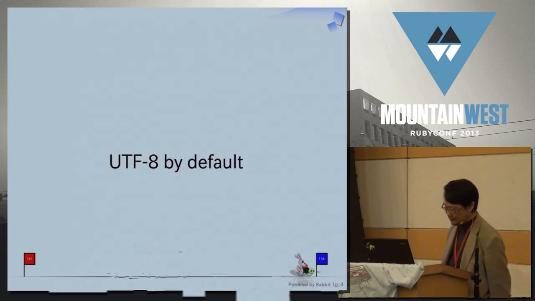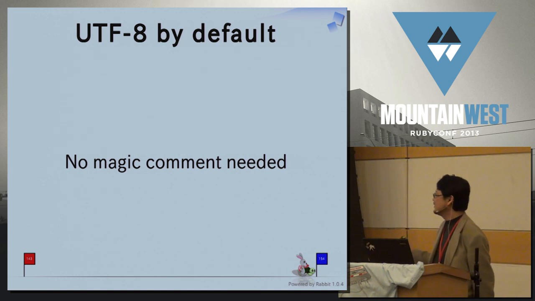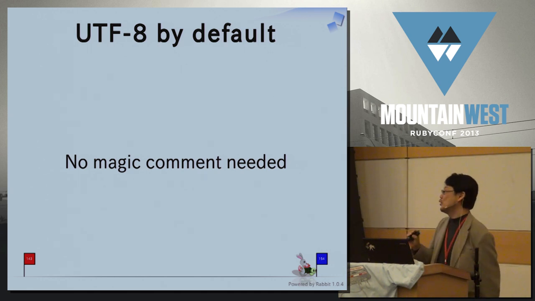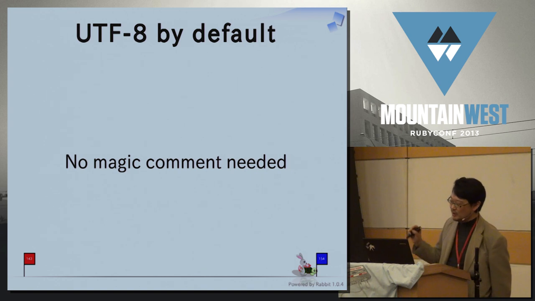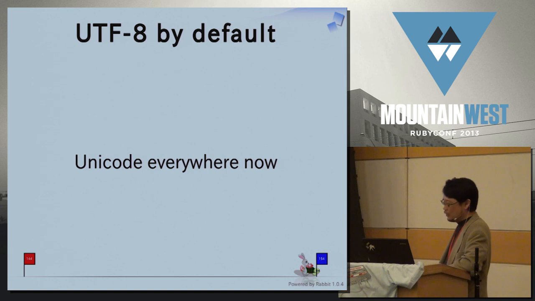Then next, UTF-8 by default. When I designed the multilingualization for 1.9, Unicode was not yet a champion of character encoding. But more than 5 years later, almost everyone uses Unicode. Almost every website uses Unicode, mostly UTF-8. So we make Unicode, especially UTF-8, the default character encoding. So you don't have to put the magic encoding comment to mention this file is written in UTF-8. And we see Unicode everywhere now.